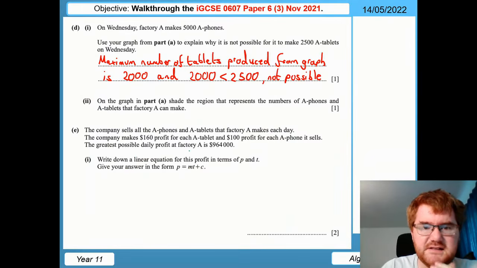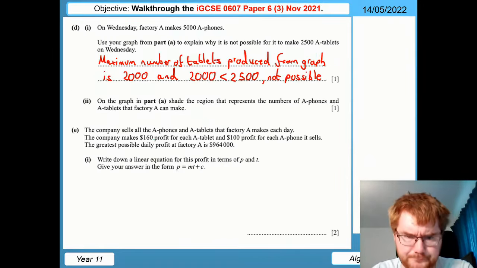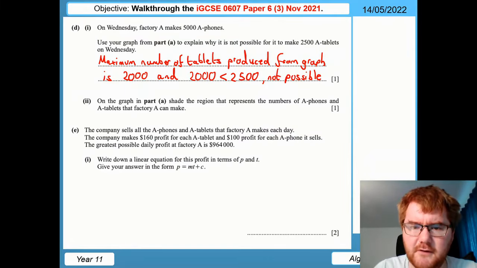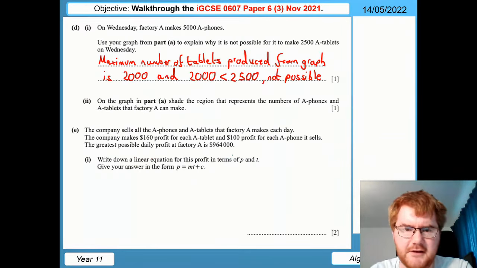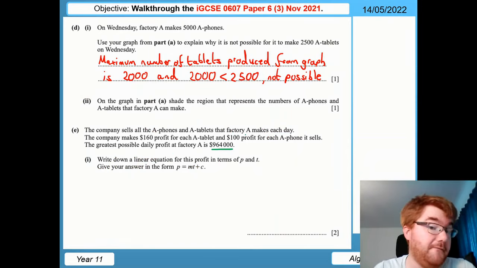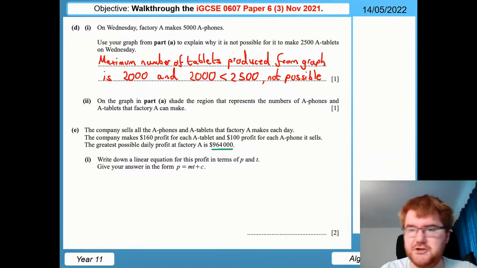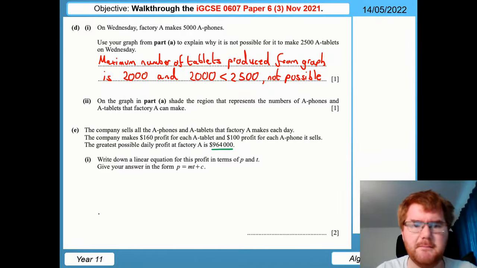And now the company sells all the A phones and A tablets that the factory makes each day. The company makes $160 profit for the tablets, so that's the T values here, and $100 profit for each A phone it sells, which is the P value. And the greatest possible daily profit is $964,000. Somehow from that, we need to work out a linear equation. So let me go through the procedure here to make an equation that makes sense.